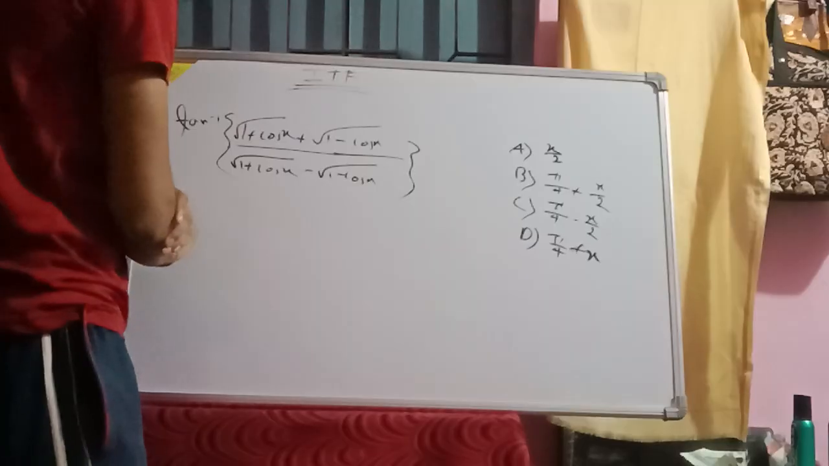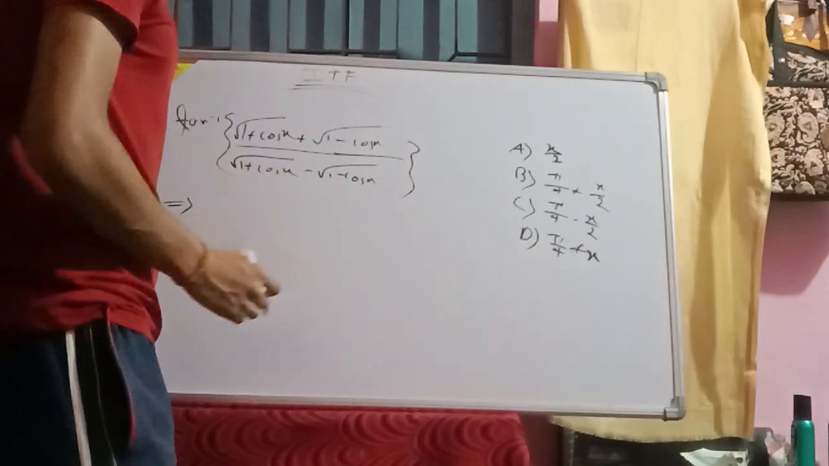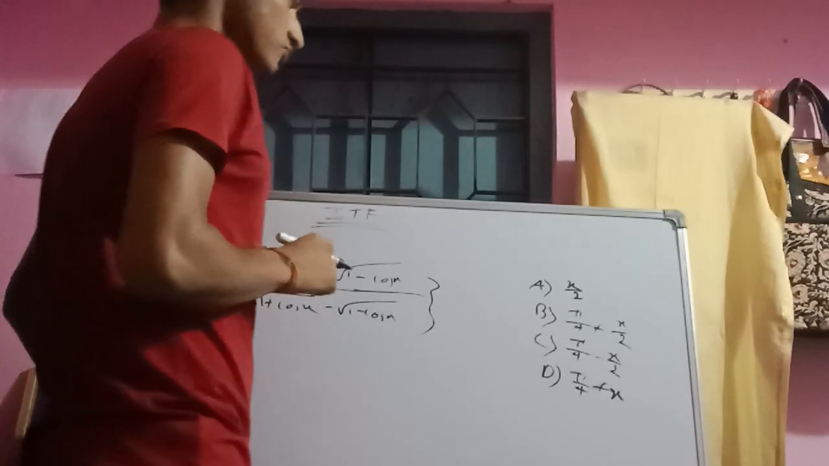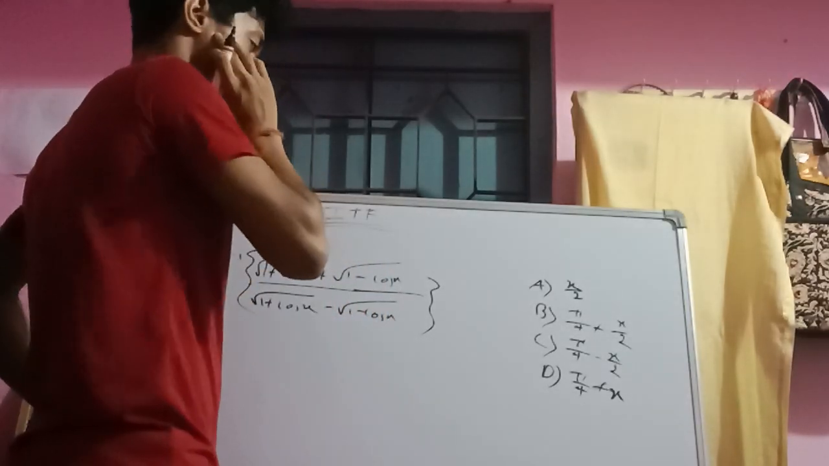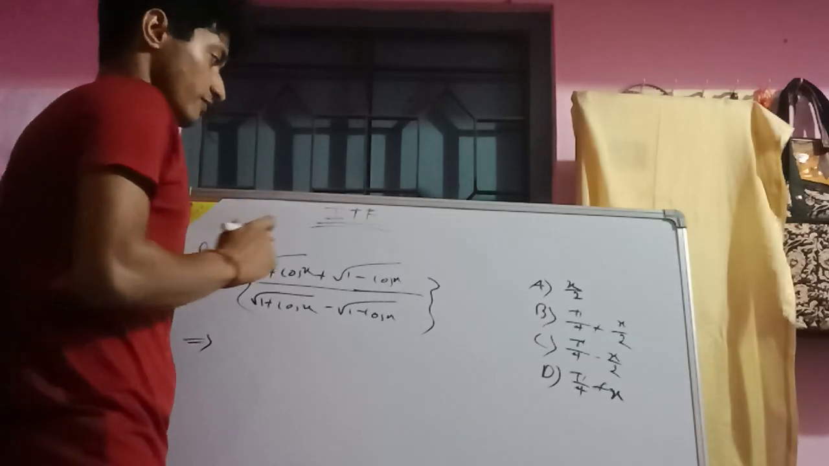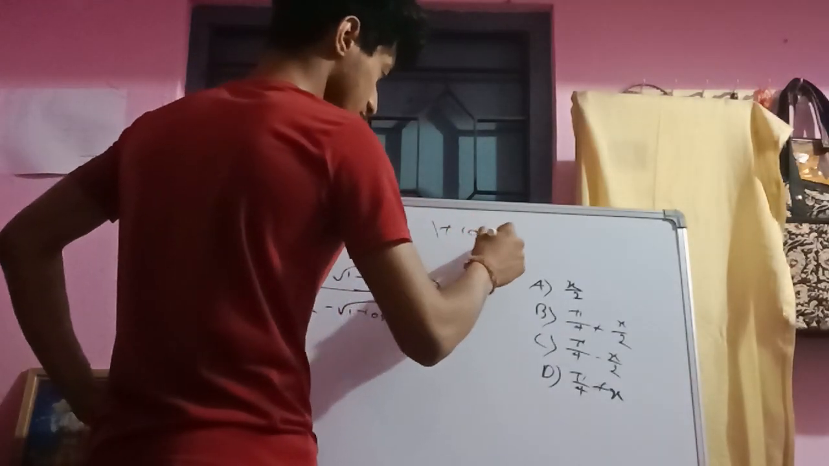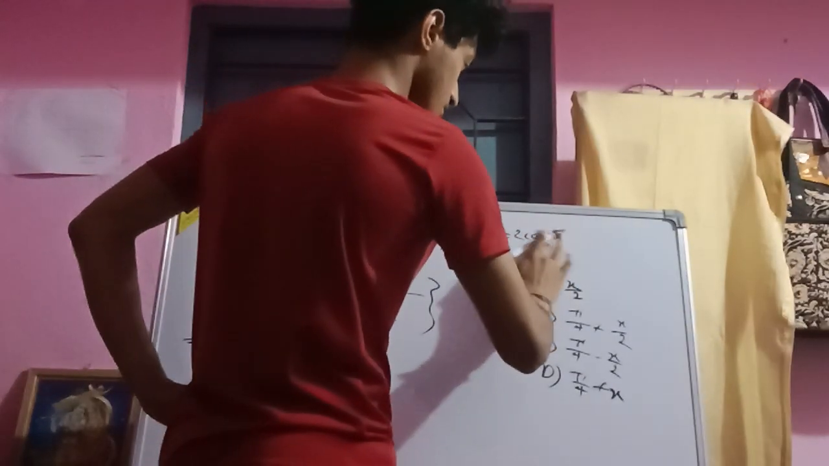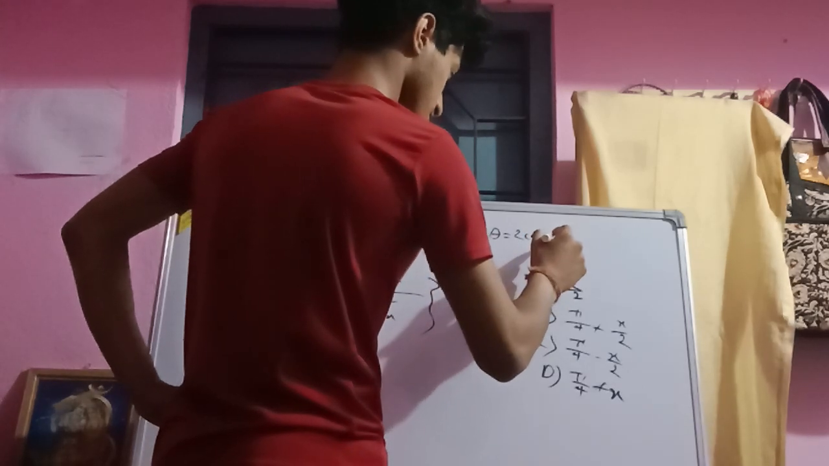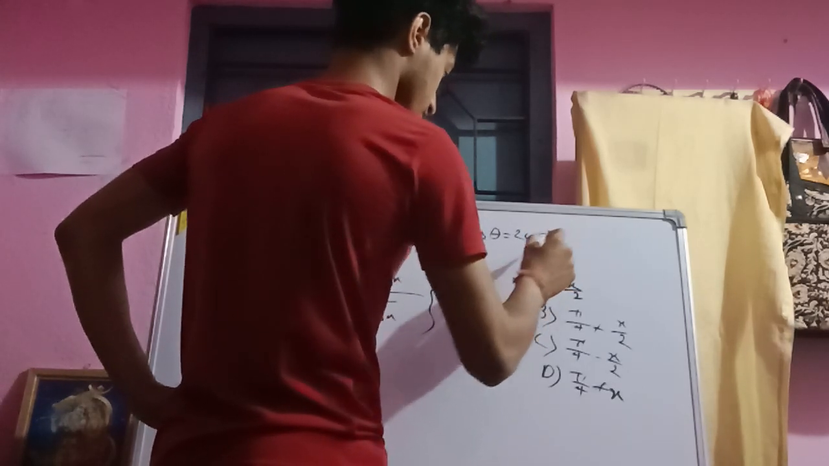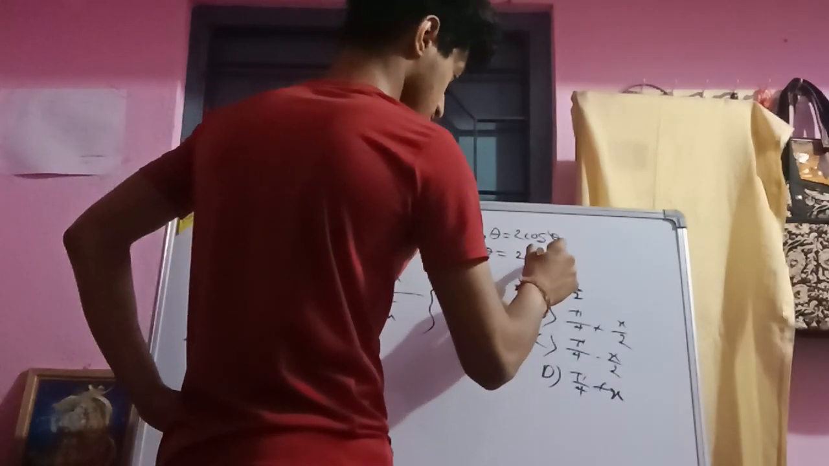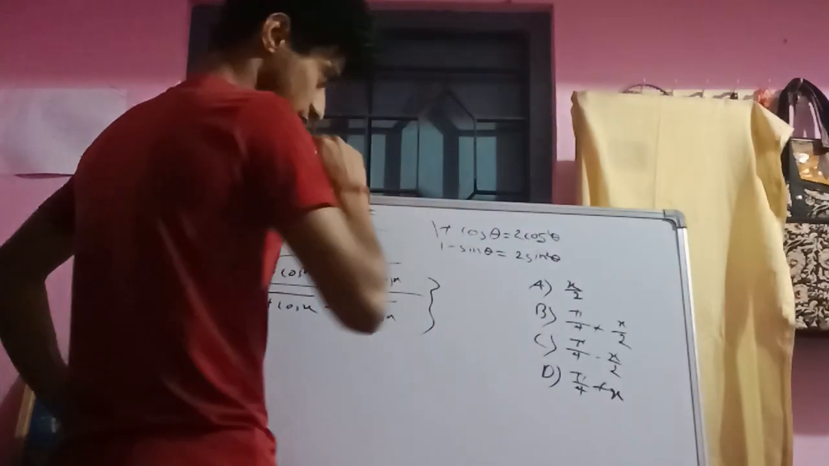Okay, so let's try solving this one. In order to solve this one, we would have to be aware of an important trigonometric identity of 11th standard, which says that 1 plus cos theta equals 2 cos square theta over 2, and 1 minus cos theta equals 2 sin square theta over 2.